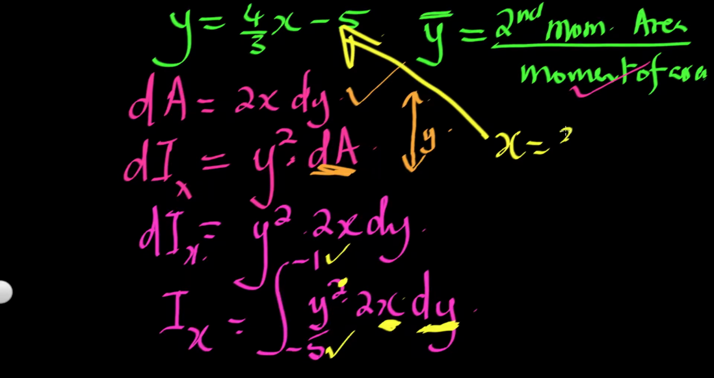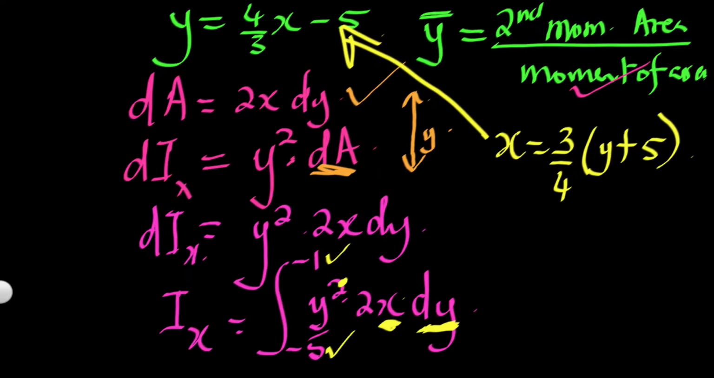3 over 4 times y plus 5. So y plus 5. This is what we have. So we can substitute x here by 3 over 4 times y plus 5. We can do that. Now let us go to that step.